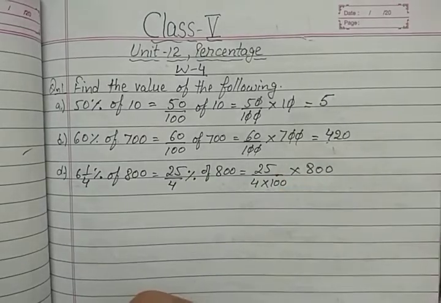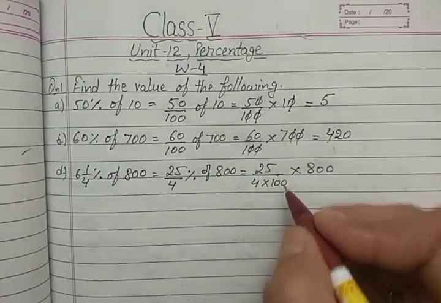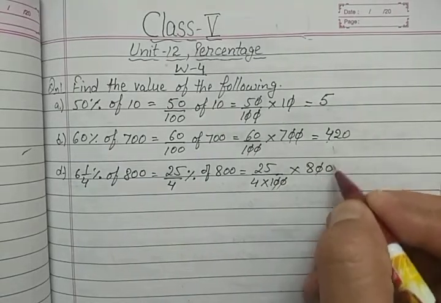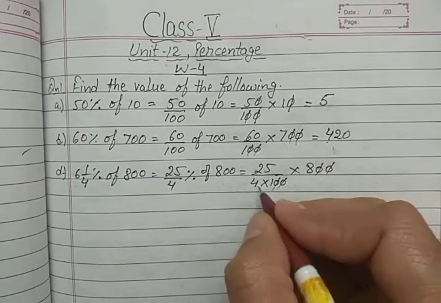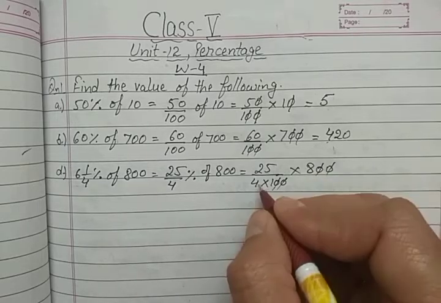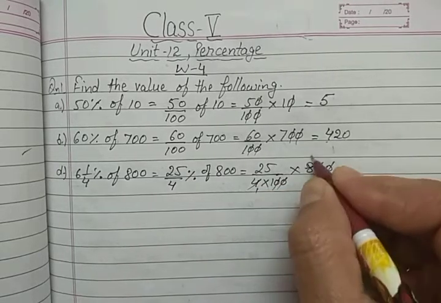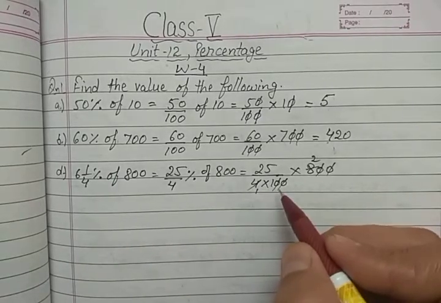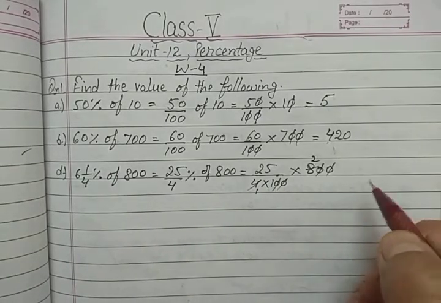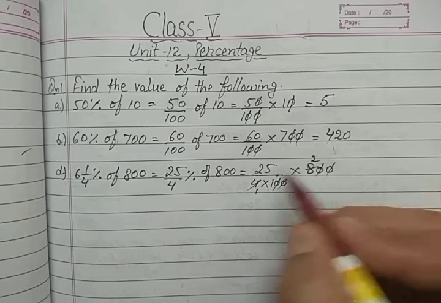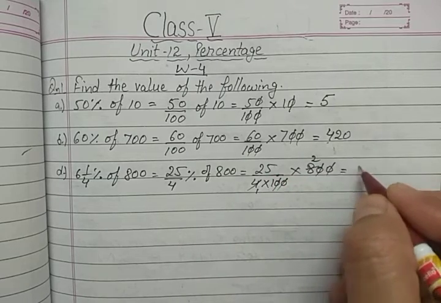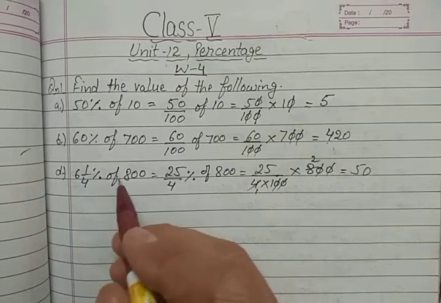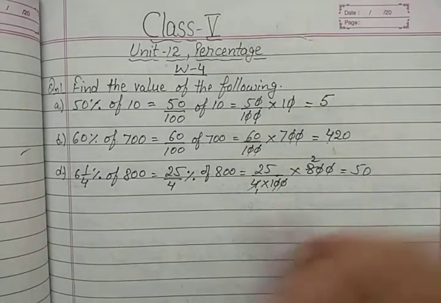Again solve it. How can we solve? Just cut these zeros. 2 zeros will cut from here. Now 4. What is left here is 8. So 4 ones are 4 and 4 twos are 8. Right? And now here nothing is left. 1 is left. 1 ones are 1. And numerators को multiply करेंगे. 25 twos are 50. So what is the answer? 50. So 6 and 1 by 4% of 800 is 50.